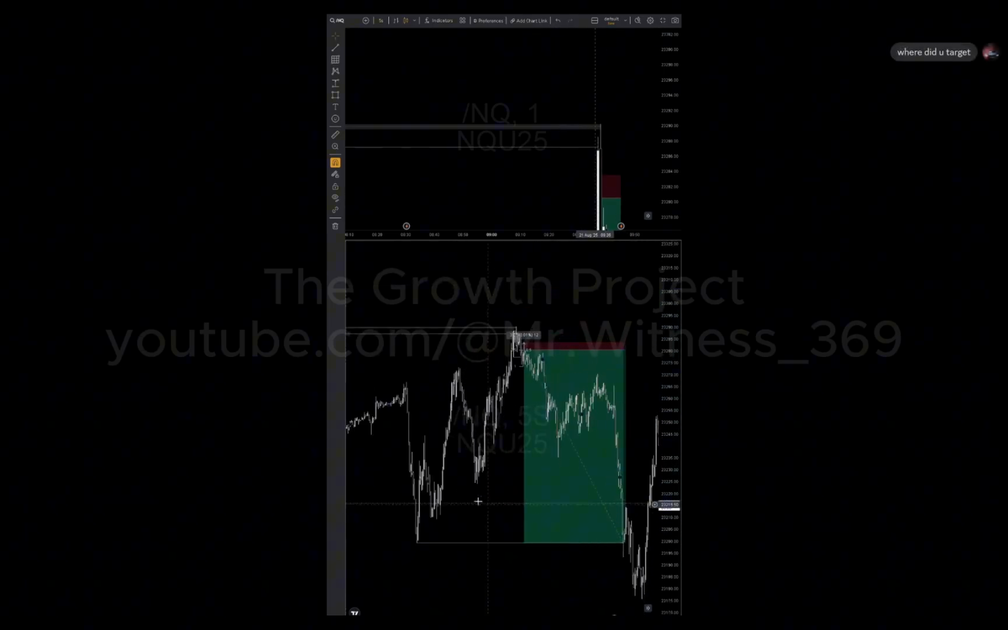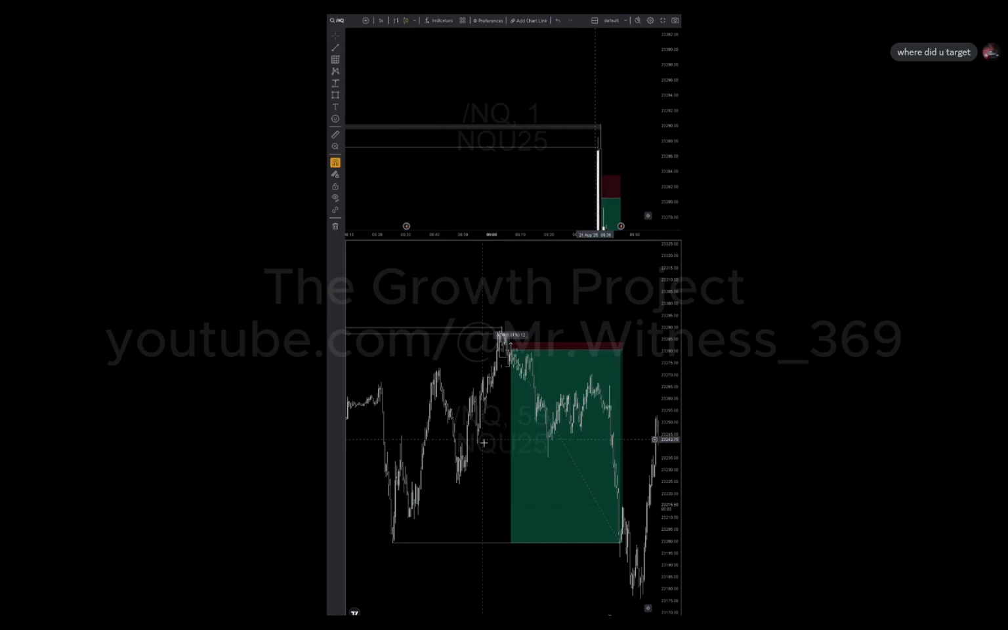You always aim for liquidity. This is actually like a 2020 model, but yeah. You always aim for liquidity, one risk, 27 reward, 12 ticks in stop loss, and done basically. Pretty simple, pretty easy.